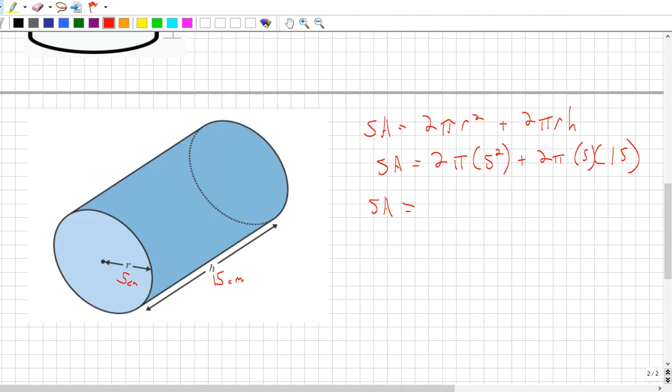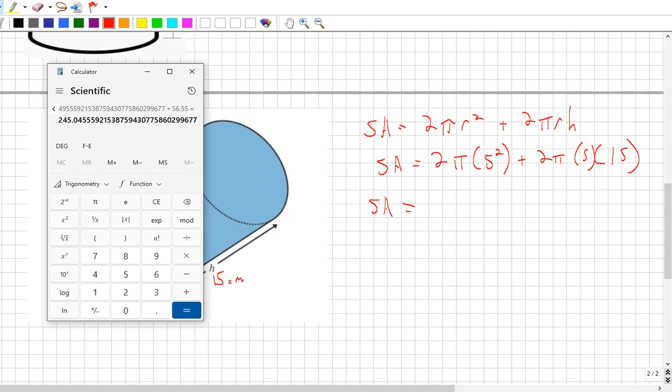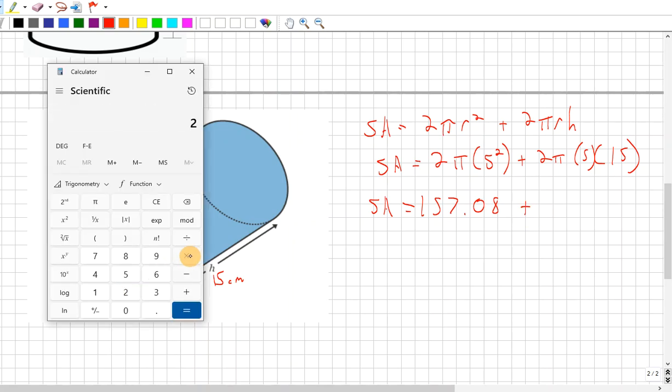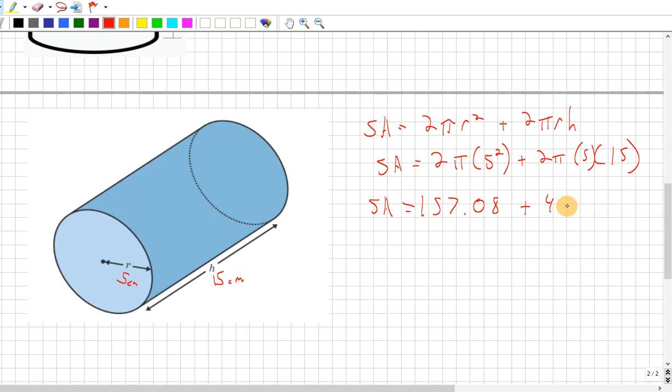So surface area is equal to, I know that 5 squared is 25, so I have 2 times pi times 25, 157.08. The 7 bumps up to an 8 because the number next to it is a 9. So 157.08 plus 2 times pi times 5 times 15, so 471.24. The 3 bumps up to a 4 because the number next to it is an 8. So 471.24.